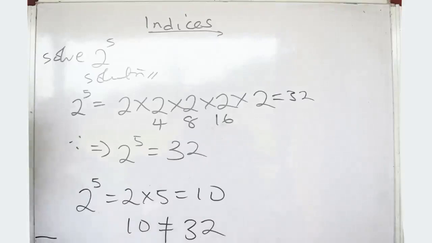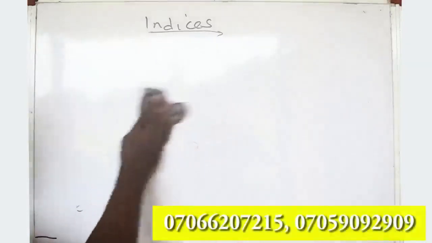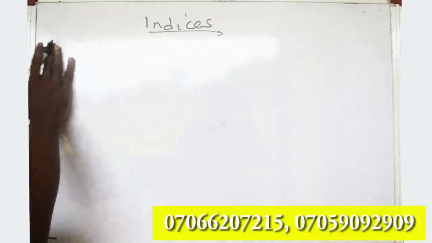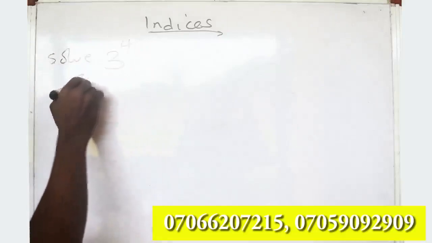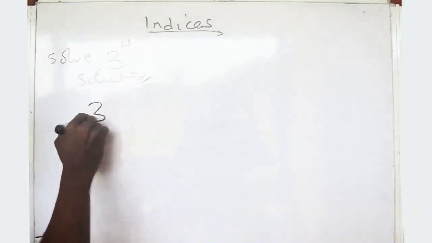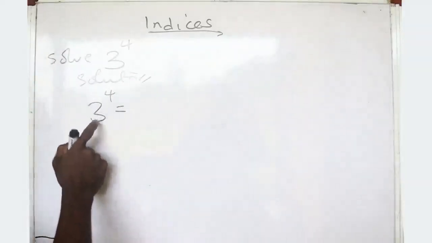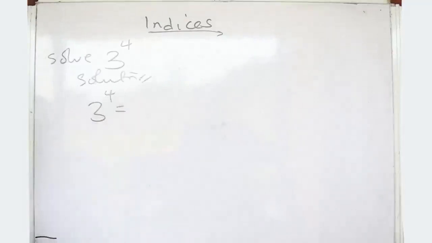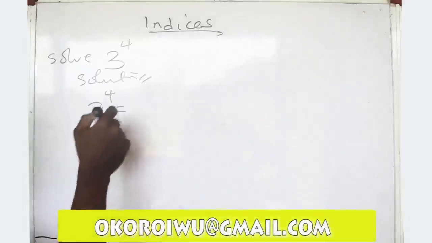So be warned, multiplication and exponents aren't what? The same. Okay, so I give you another question, a very simple thing to do. I will say solve 3 raised to the power 4. You just write solution, 3 raised to the power 4. When you bring it down, you know that your base is 3 and your power is 4. The next thing to do is, the power says repeat the base to my value. The value of the power is 4, so repeat the base 4 times.